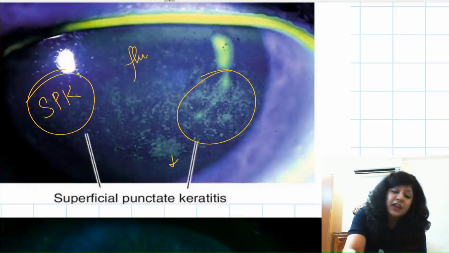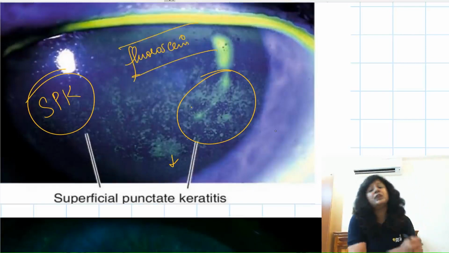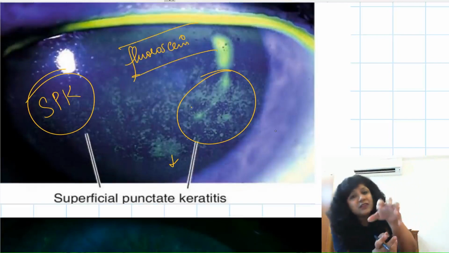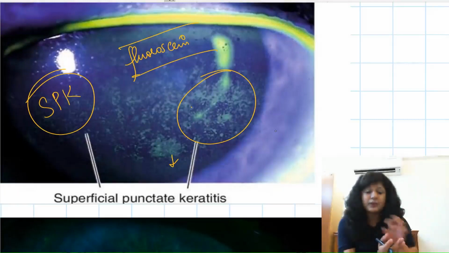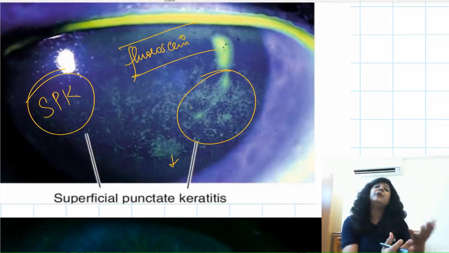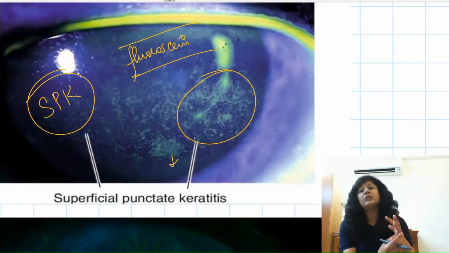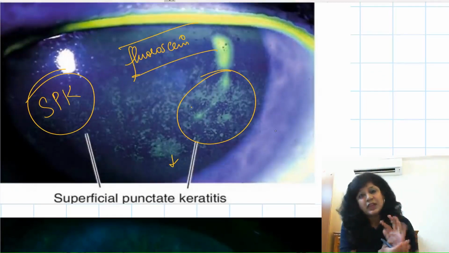Because we have stained with the fluorescein. Fluorescein stain is the most common stain that we are using in the cornea, so we are staining with the fluorescein. That is why you are getting the greenish color, small erosions. This is called as SPK. If you talk about the conjunctivitis, it is usually the follicular conjunctivitis that we are getting.